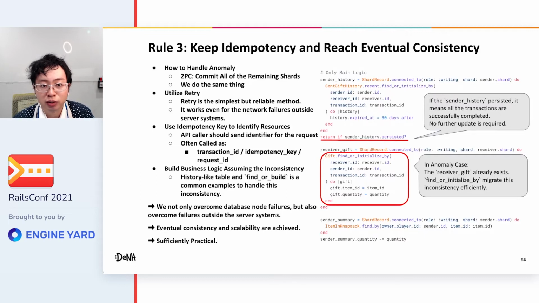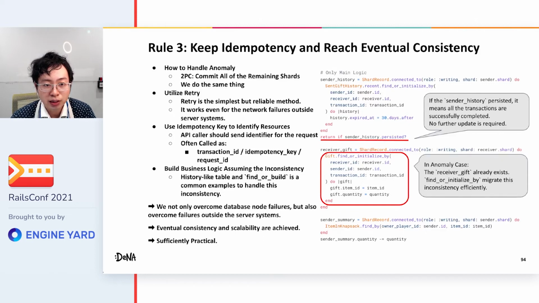Let's look at the actual Rails code. This code is the main business logic of the cross-shard transaction. In the middle, you can see the return if sender_history.persisted?. This code ensures the idempotency for retries. If the sender history is persisted, it means that all the transactions successfully reached commits. No further update is required. At the bottom, you can see the gift.find_or_initialize_by. In the anomaly case, the gift already exists, so find_or_initialize_by mitigates this inconsistency efficiently.